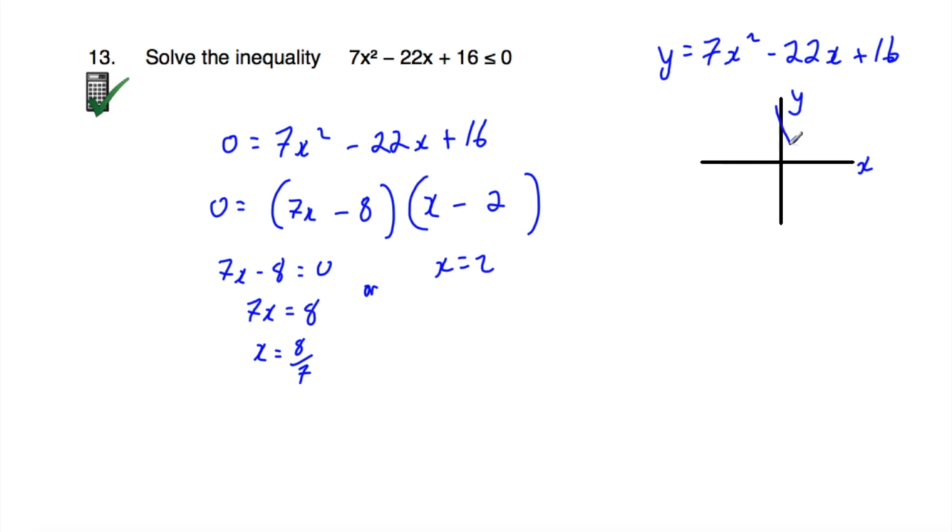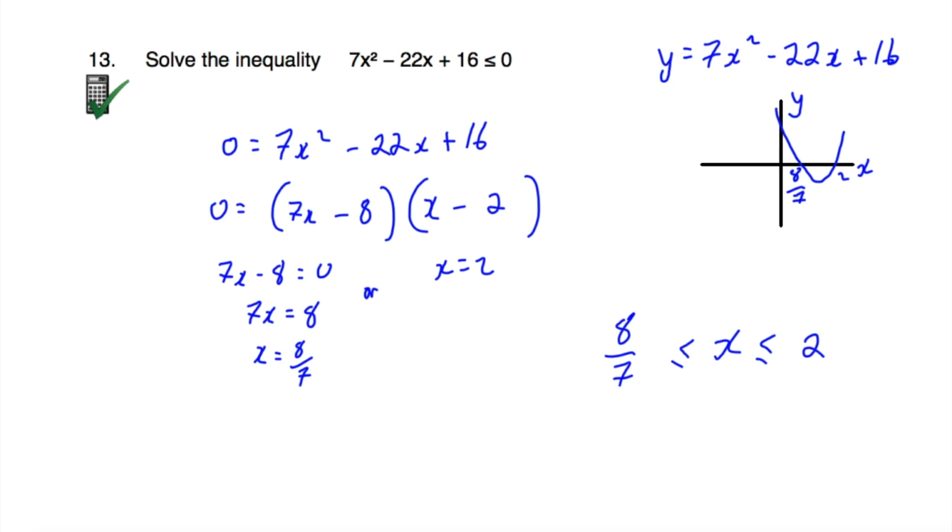So it's going to look something like this. It crosses at 8 sevenths and 2. So 8 sevenths is there and 2 would be there. Now, we want to find when this inequality is less than or equal to 0. In other words, which values of x, when we substitute them into this quadratic, give us a negative answer or 0. Any value of x that is in between 8 sevenths and 2 would give you a negative answer. And if it's equal to 8 sevenths or 2, it would be equal to 0, so that would work as well. So x is going to be bigger than or equal to 8 sevenths, but less than or equal to 2. And that's it. They're the possible values of x that would satisfy that inequality.